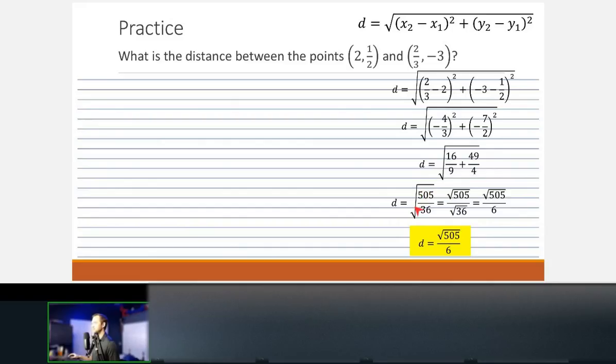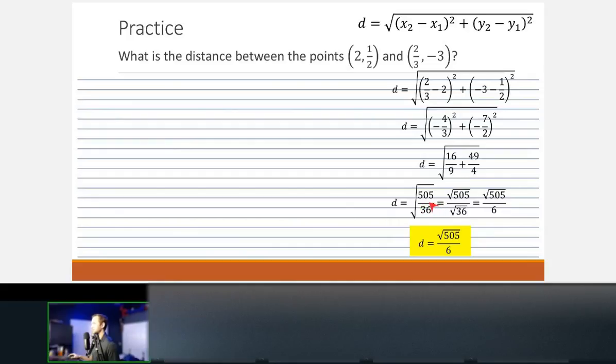Right. So, guys, if you stopped right here, I would mark this completely wrong. I mark it wrong all day long. This problem is not finished. You cannot have a square root of a fraction as an answer. You have to simplify it. You have to rationalize the denominator.